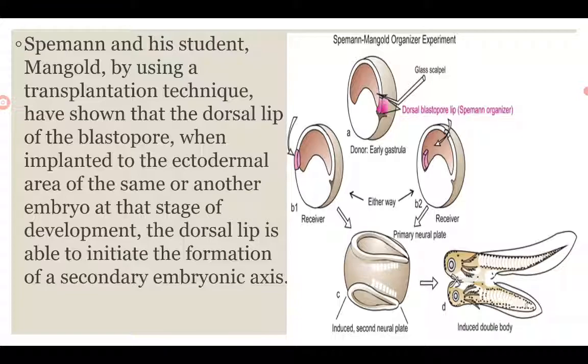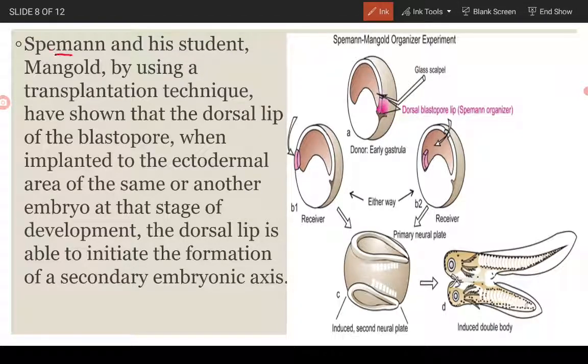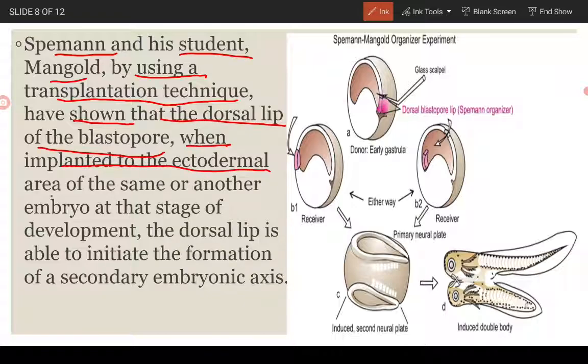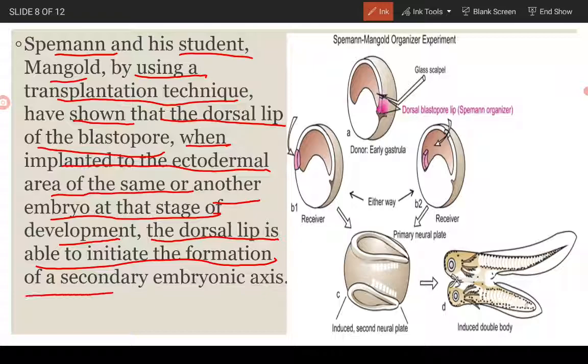So let's see how they proved it. Spemann and his student Mangold, using a transplantation technique, showed that the dorsal lip of the blastopore, when implanted into the ectoderm area of the same or another embryo at that stage of development, is able to initiate the formation of a secondary embryonic axis. So how did they prove that it is the dorsal lip that forms the head region, the neural region, or the primary axis of the embryo?